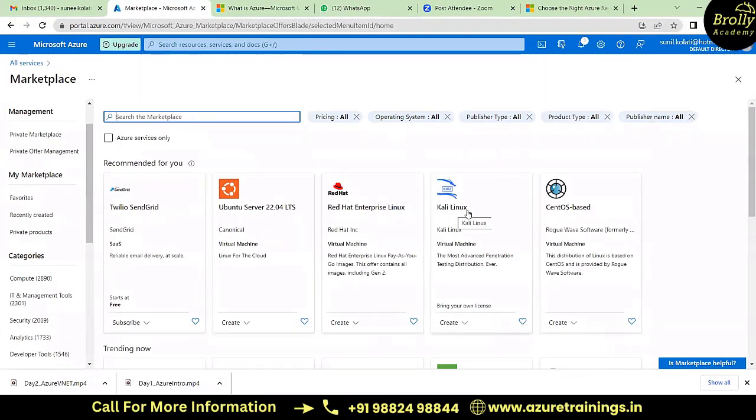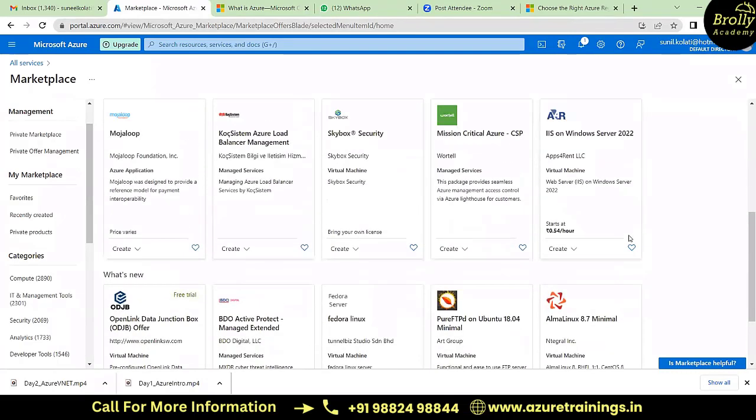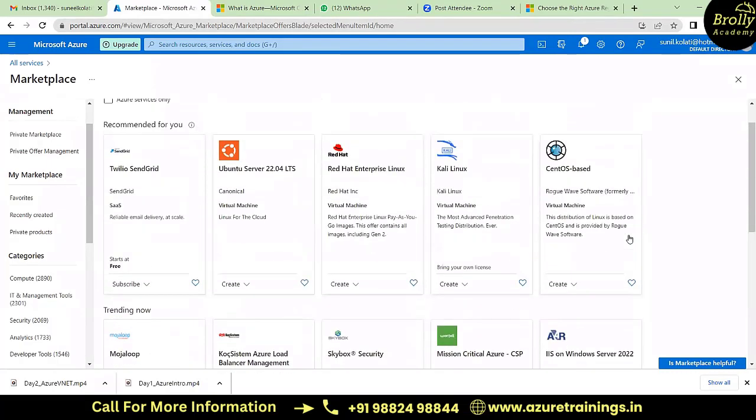Like Kali Linux, CentOS based. These are all the things. Okay, Skybox.